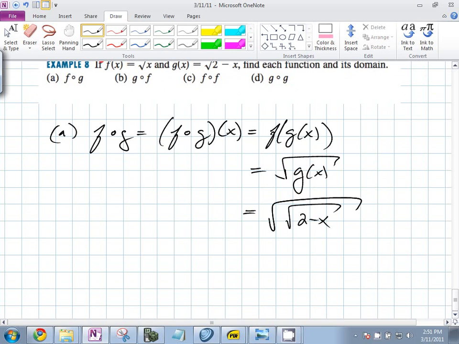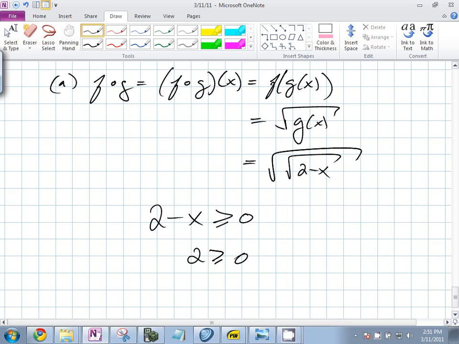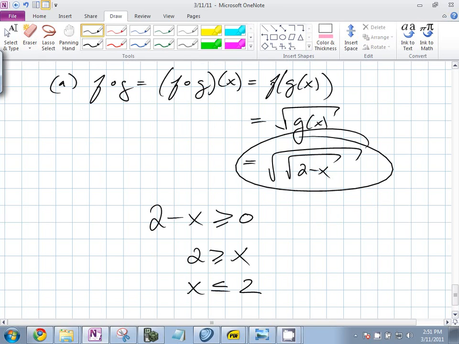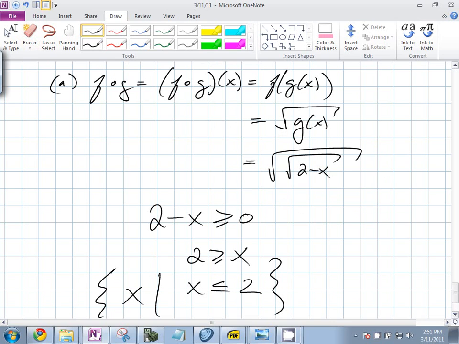What's the domain? First of all, is there any division? No. You only have to worry about the root. So you need to make sure 2 minus x is what? Greater than or equal to 0, right? So 2 is greater than or equal to x. So x is less than or equal to 2. Does the second square root change anything? No, because we've already guaranteed it's going to be positive. So what's the domain of this function? You could also simplify and say 2 minus x to the 1/4 if you wanted to.